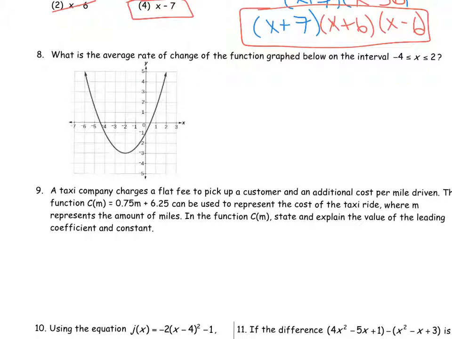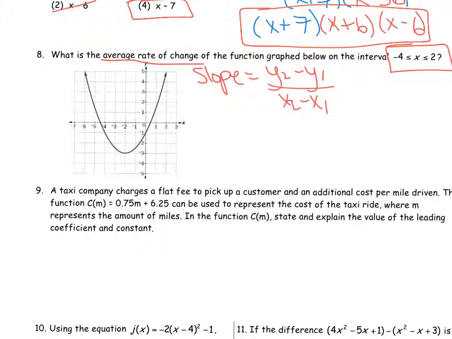Question number 8 is talking about rate of change. We need to know that this is talking about slope, and slope equals y2 minus y1 all over x2 minus x1. Now, I give you an interval. So I say given when x is negative 4, we have y is at negative 1. And when x is at 2, we have y is at 5. So I have the points 2, 5.